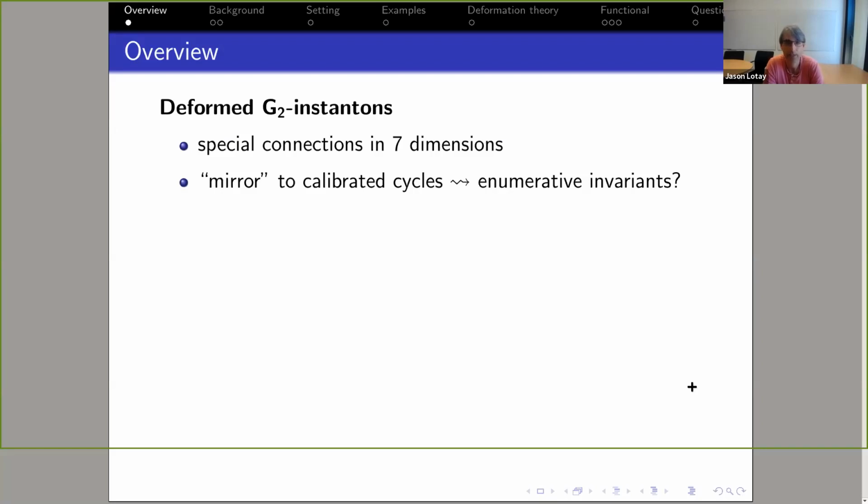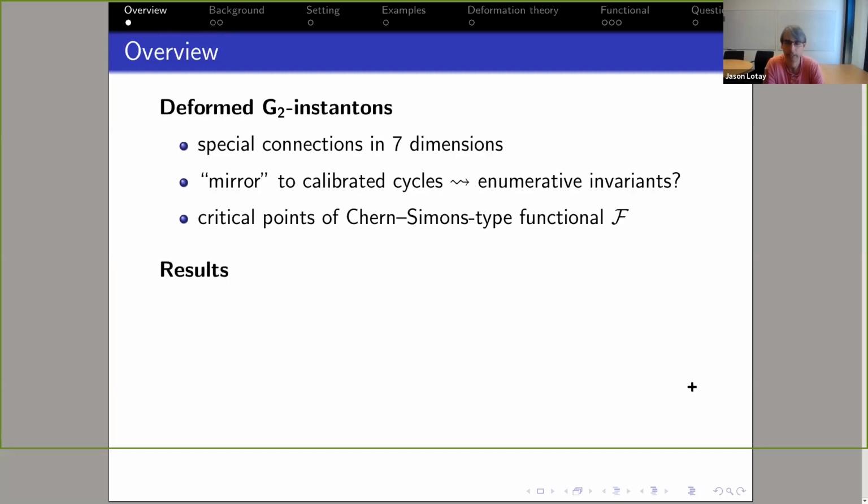Another nice feature of deformed G2 instantons is that they have a variational characterization. They're critical points of a Chern-Simons type functional, which I'll call curly F. I didn't make these things up. They've been around for more than 10 years. But interestingly, no one's actually bothered to try to find any, or maybe no one's thought of easy ways to find some. So what I'm going to describe is an elementary construction of the first non-trivial examples of these objects. And then I want to discuss some of the properties of these examples.